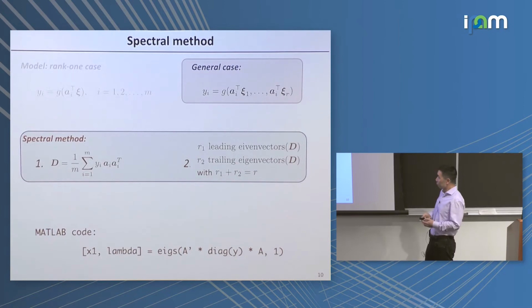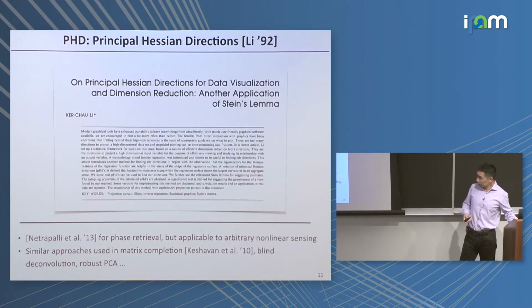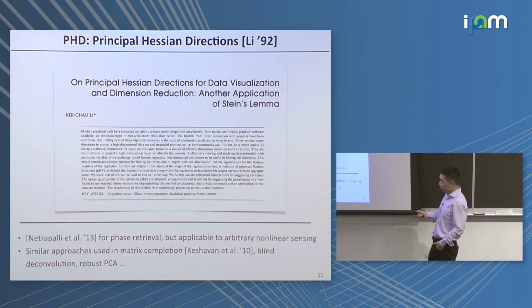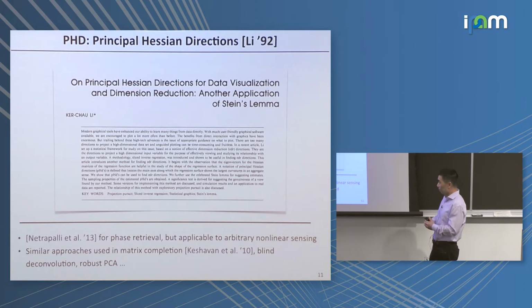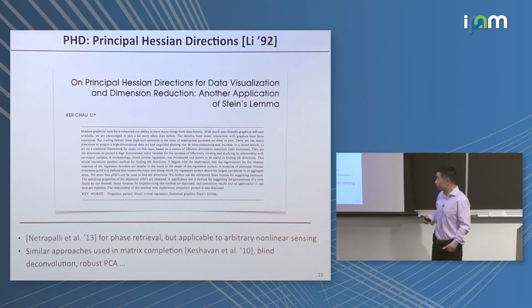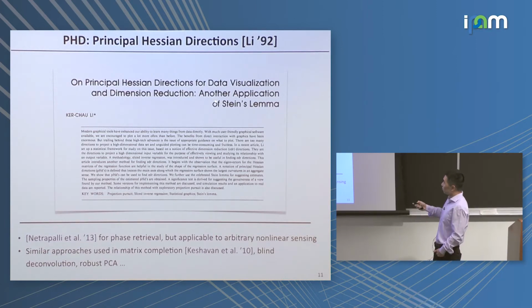And personally, I first learned about this method in the paper by Netrapalli and co-authors in the case of phase retrieval. They use a version of this method to initialize their gradient descent algorithm to solve this non-convex problem. But this also appeared in earlier work, again of Andrea's, in terms of matrix completion. But I want to mention that later I realized that this method is actually pretty old. It's a very old concept under the name of principal Hessian direction. It's a paper from the early 1990s. And it's very interesting that the title says application of Stein's lemma. I will briefly mention why Stein's lemma appears in this case.